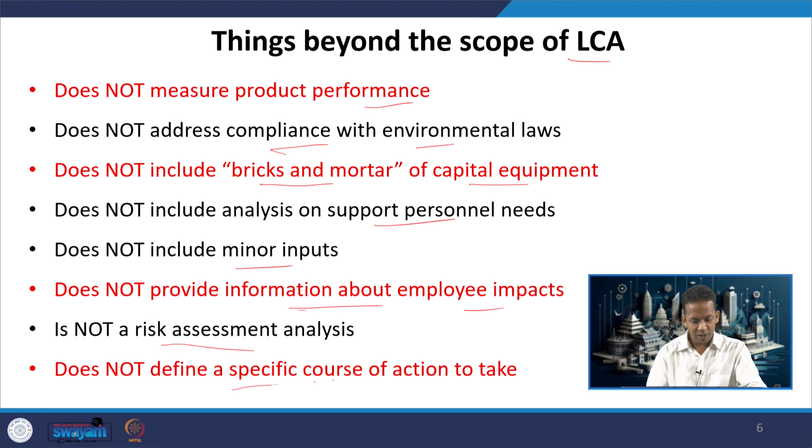It does not define a specific course of action to take. LCA won't define a course of action. LCA will just give us the possible environmental impacts based on the inputs that we give to the model. Okay. Now, the course of action will be taken by the mitigation strategies, either by the environmental management system or by the EIA team, but LCA does not specify the course of action to take. That is not the phase or part of the LCA. So, it is beyond the scope of LCA.